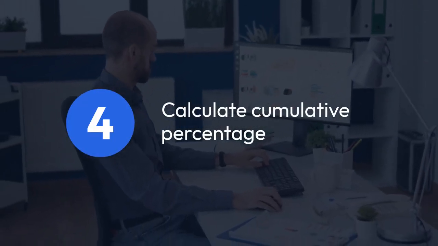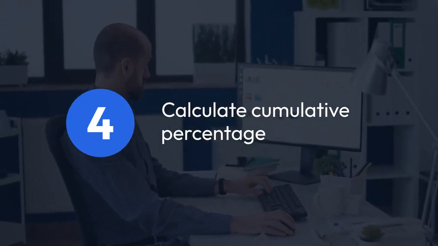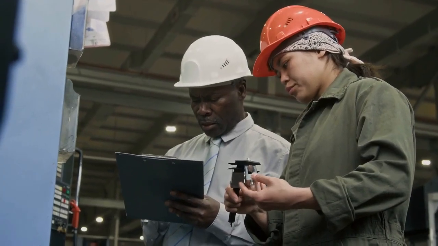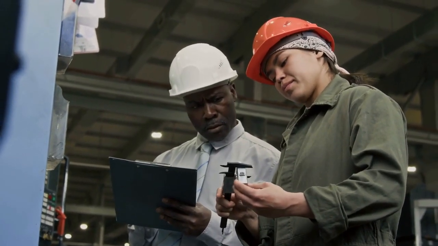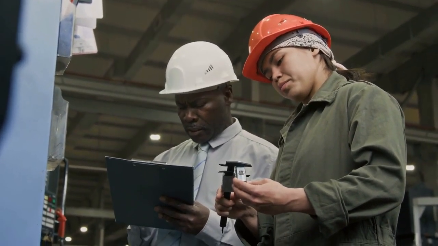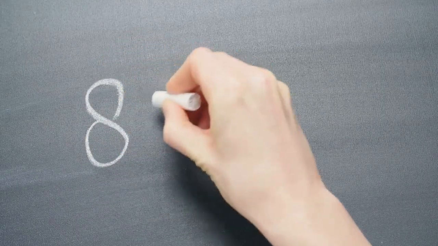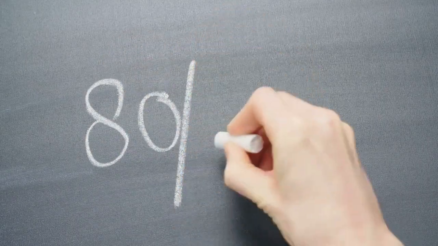4. Calculate cumulative percentage. Add a fourth column to calculate the cumulative percentage. For each row, divide the cumulative frequency by the total number of defects, the sum of all frequencies, and multiply by 100. This shows the percentage of total defects accounted for by each defect type, and all those preceding it.